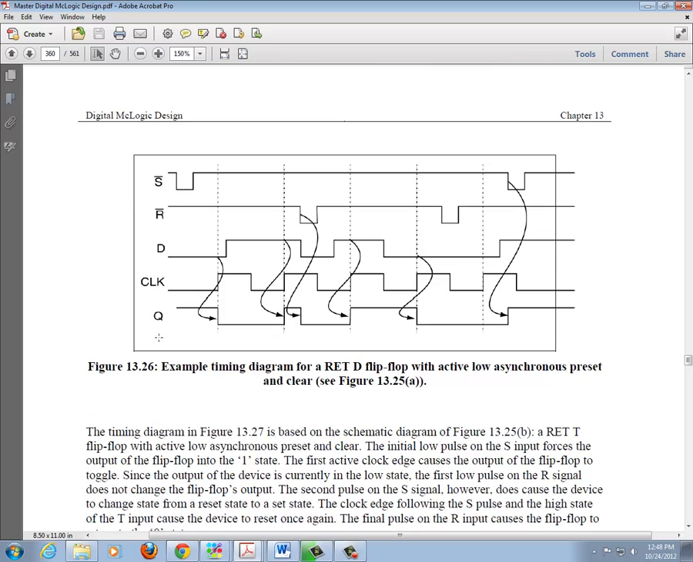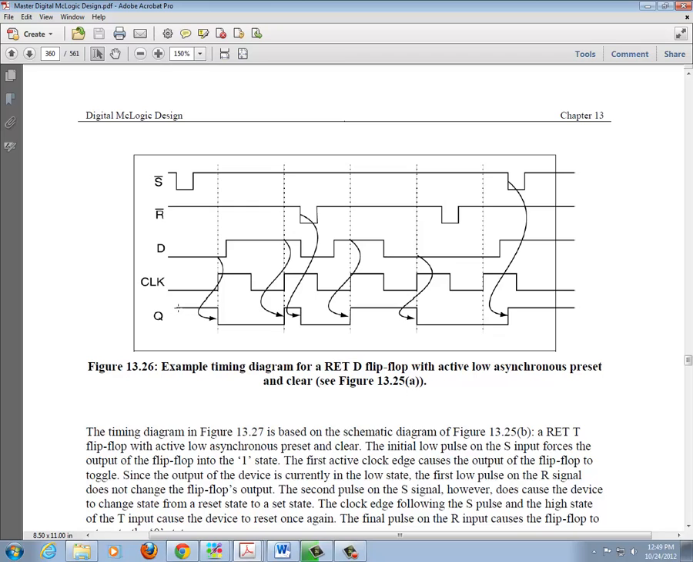Okay, again, we're going to do an example with a rising edge triggered, RET stands for rising edge triggered, D flip-flop with active low, asynchronous preset and clear, or set and clear inputs. Okay, so how does this work? Well, here's our output Q and our inputs S, R. This S naught shows that they're active low. And D and clock and our output Q.